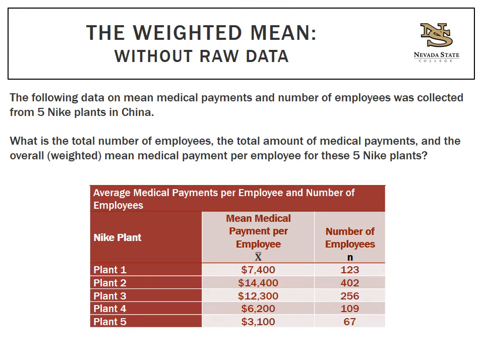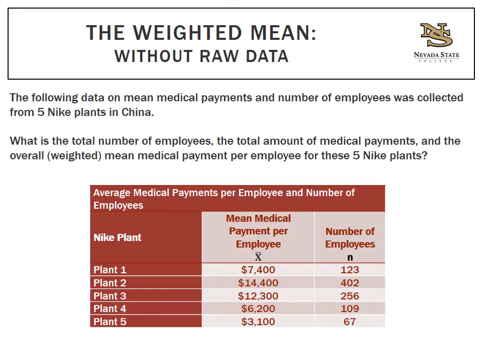Now let's take a look at an example where we don't have the raw data. We don't necessarily know the raw scores and the frequencies associated with them, but now we have sample means and sample sizes that we want to combine to have an accurate overall weighted mean for the entire data set.